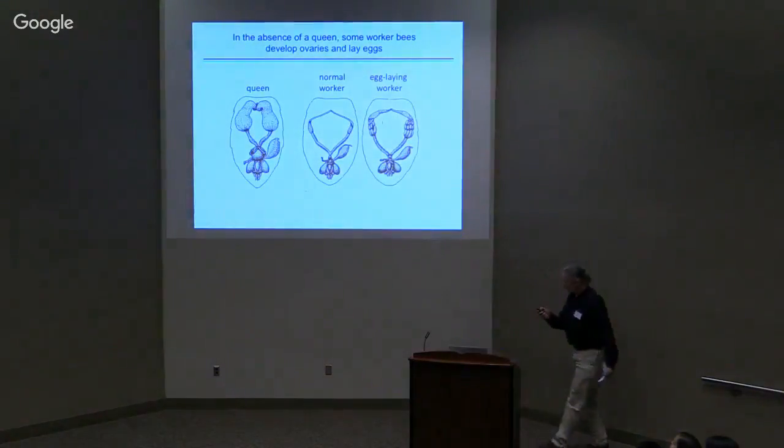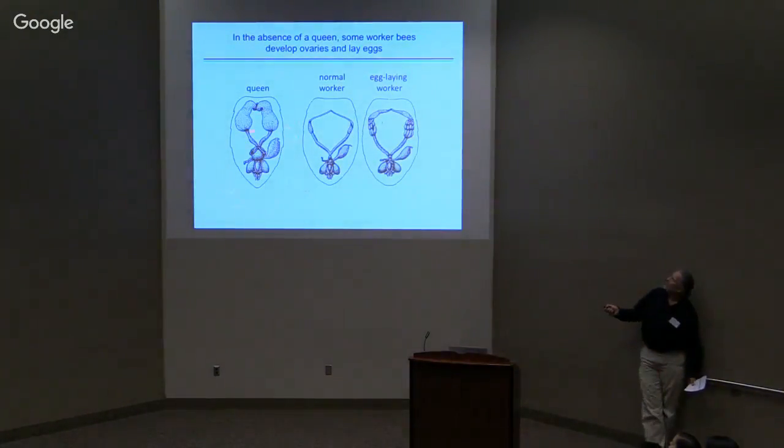What happens then is if you remove the queen, this is the abdomen of a bee. The queen bee has very large developed ovaries and lays eggs. A normal worker, the ovaries are underdeveloped. When you remove the queen, one of the workers starts developing its eggs, developing ovaries and laying eggs. And so we were interested in determining how the bees decide who's going to be the boss worker, and the other ones are kept from laying eggs.